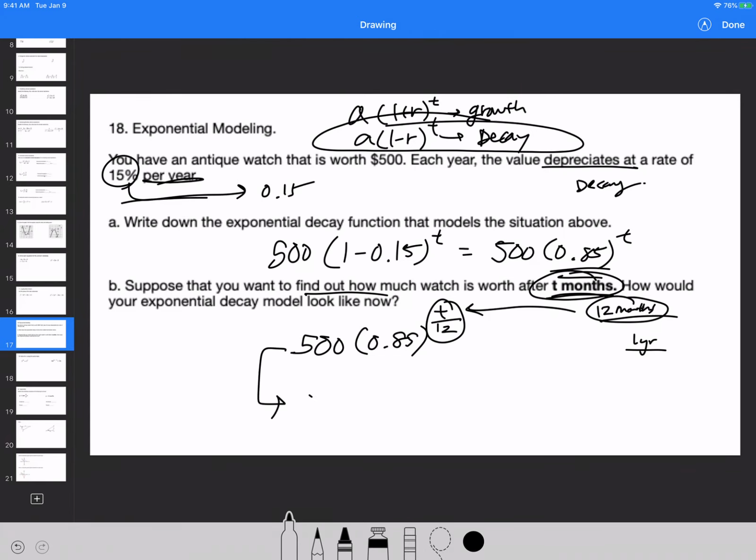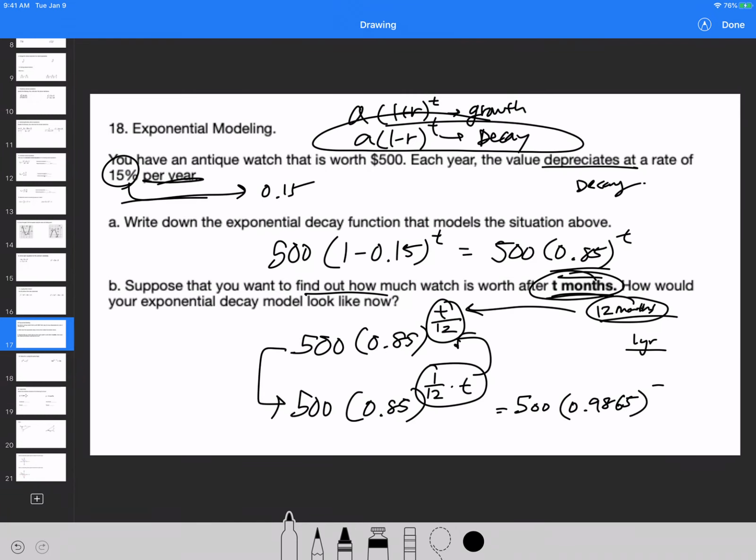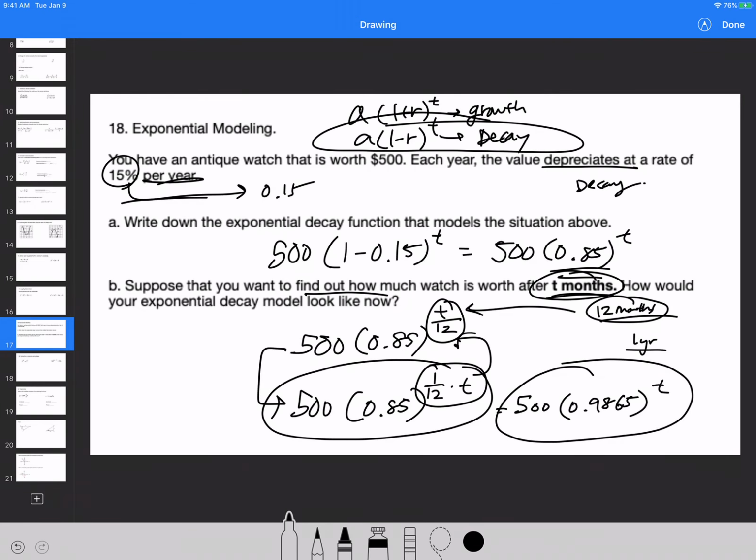Another way to rewrite this is 500 times 0.85 raised to the power of 1 over 12 times t, because that's the same thing as saying t over 12. 500, and I can just do 0.85 raised to the power of 1 over 12, 0.9865 raised to the power of t. Either one of these two should make sense. Just keep in mind that you can have an answer choice that may look like this. So raise this to the power of 1 over 12 first, and then that should give you the number inside of it.